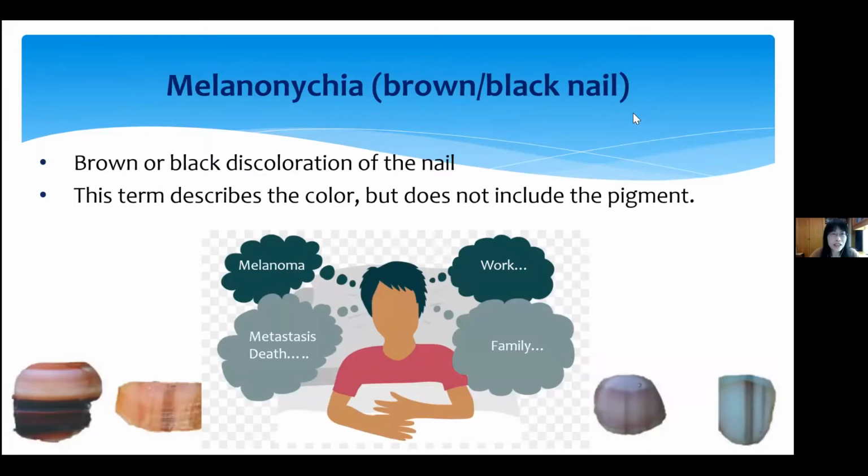Melanonychia is defined as a brown or black discoloration of the nail. The term describes the color, but does not indicate the pigment. Melanonychia is a very worrisome problem for patients. They will think about melanoma and every kind of possibility.